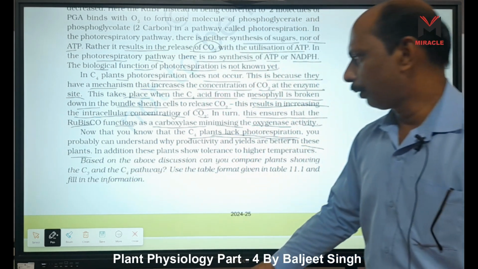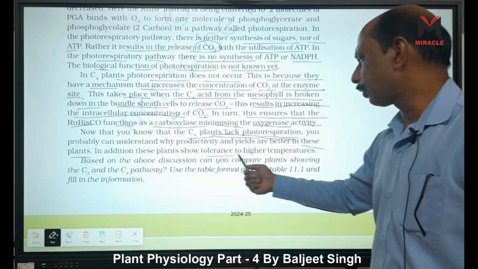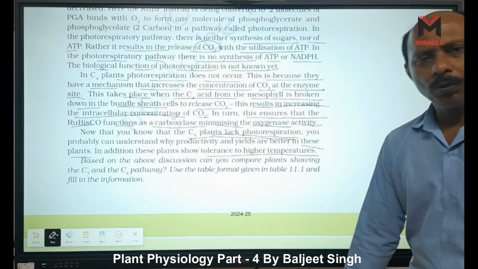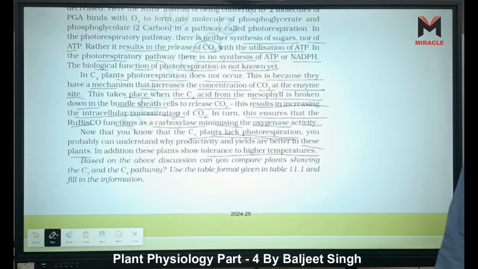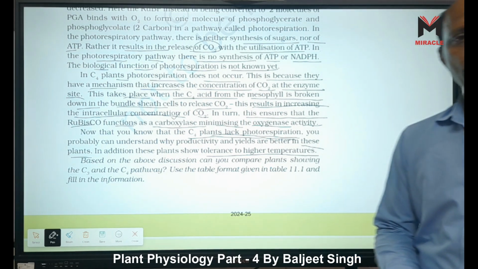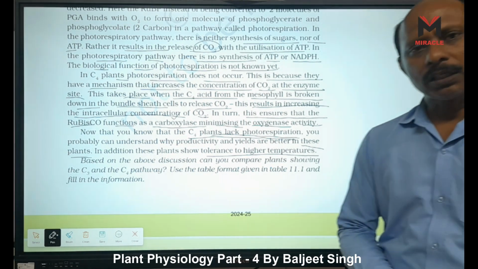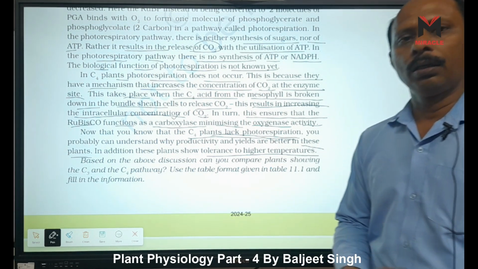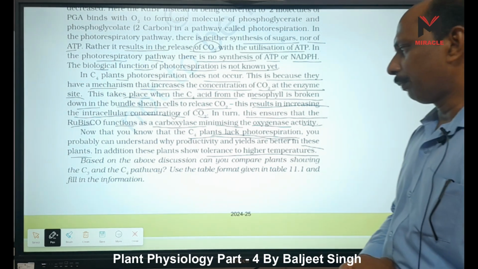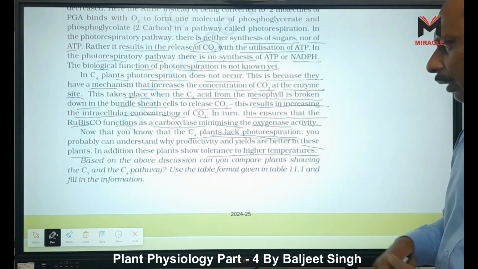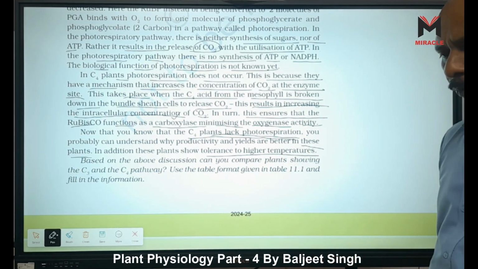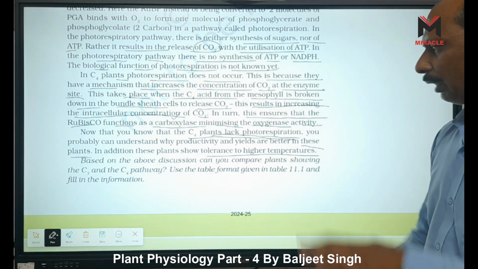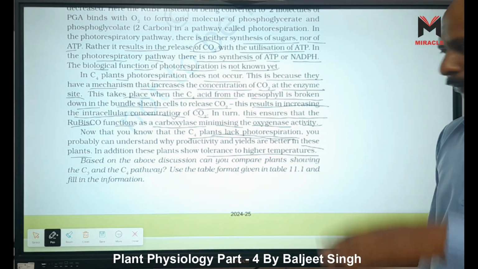In addition, these plants show tolerance of high temperatures because we know here a low temperature sensitive enzyme is present, which is called PPDK. It is called pyruvate phosphate dikinase enzyme. It is sensitive against low temperature. In low temperature, their productivity is less. In high temperature, their productivity is high.